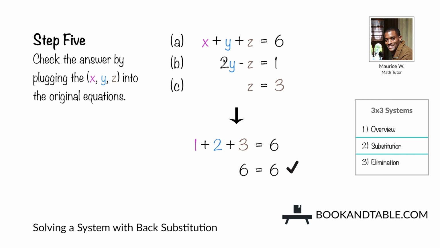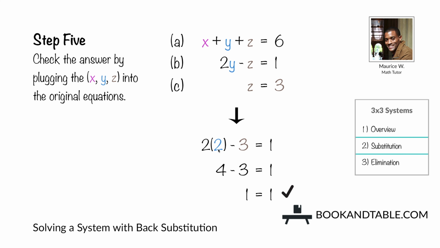So when we plug in 1, 2, and 3 for x, y, and z into equation A, we get 1 plus 2, which is 3. 3 plus 3 is equal to 6. So since we get a true statement, 6 is equal to 6, that confirms that x, y, and z have the correct values. For equation B, we have 2y minus z is equal to 1.